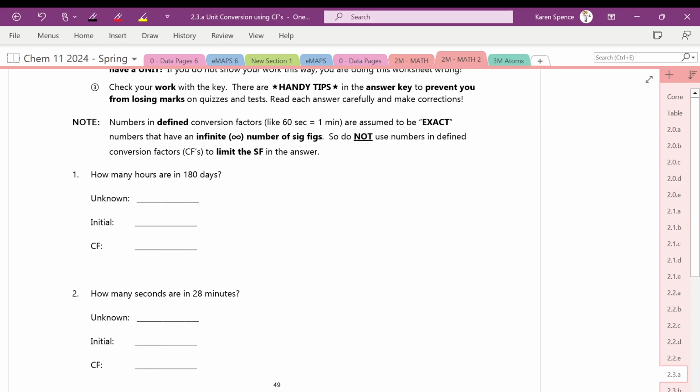How I did it was 670 kilometers divided by 80 kilometers over 1 hour. Kilometers.